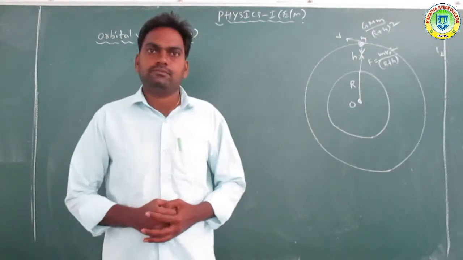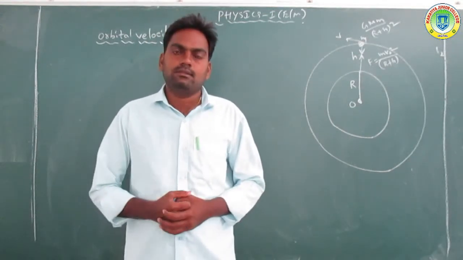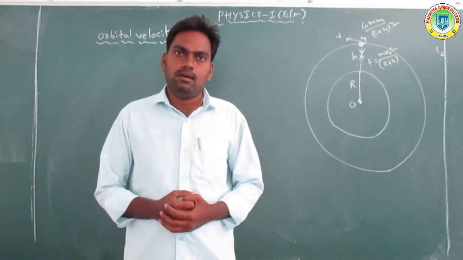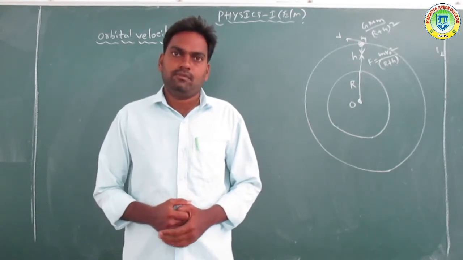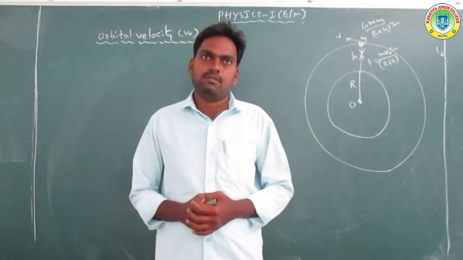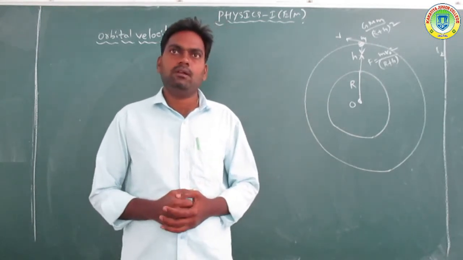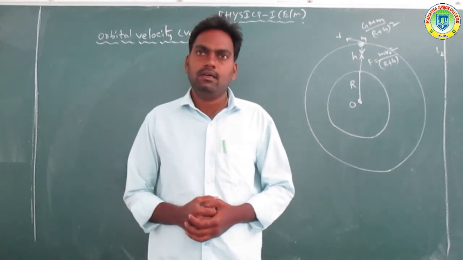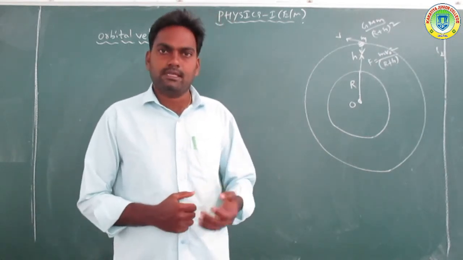Students, last class we discussed the topic of gravitation. The law of gravitation force is F equals G m1 m2 by r square, and we discussed the units of the gravitation law.